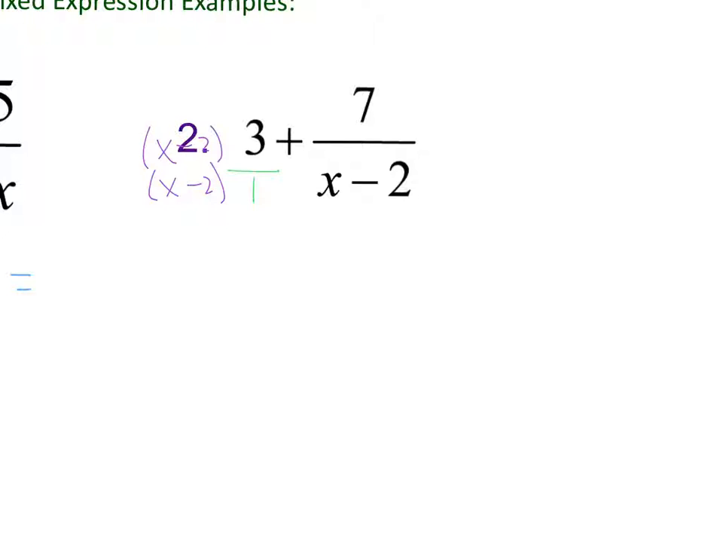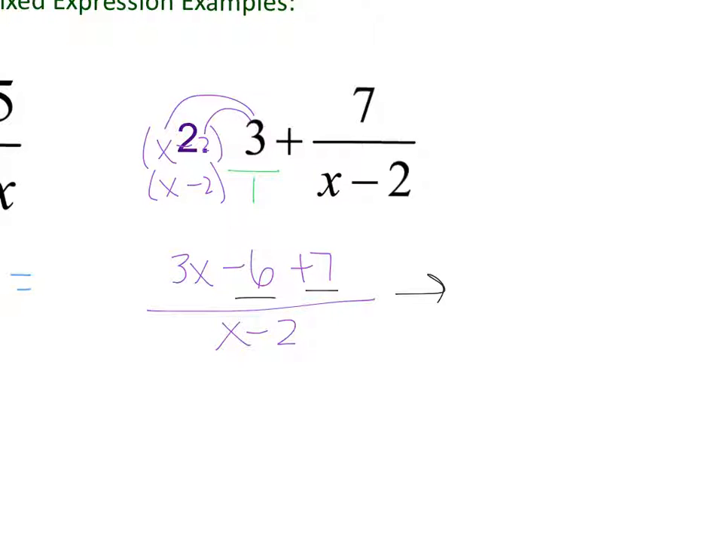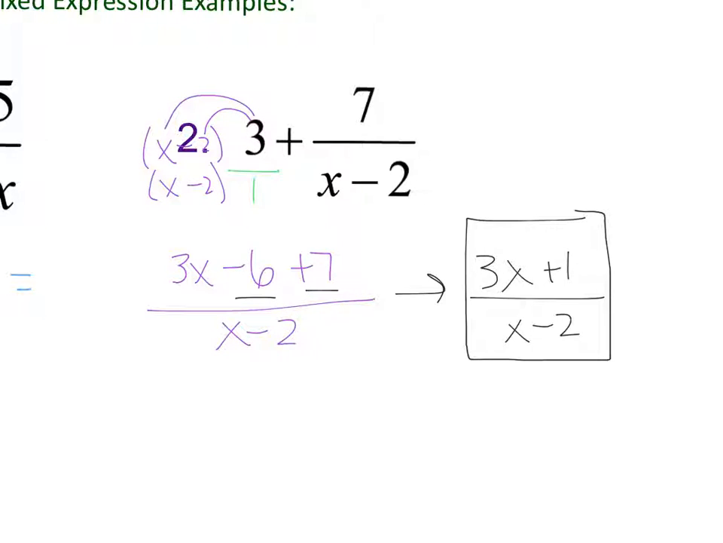So I get 3 times x, which would be 3x. 3 times negative 2 would be negative 6. And I could say plus 7 all over a common denominator now of x minus 2. And here I can put together this negative 6 plus 7 to give me a 1. And so this would be 3x plus 1 all over x minus 2. And again, there's nothing I could factor out or cancel out because there's no terms that can, so that would be my final answer.